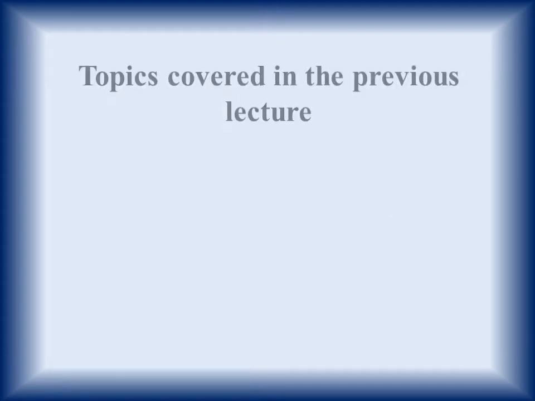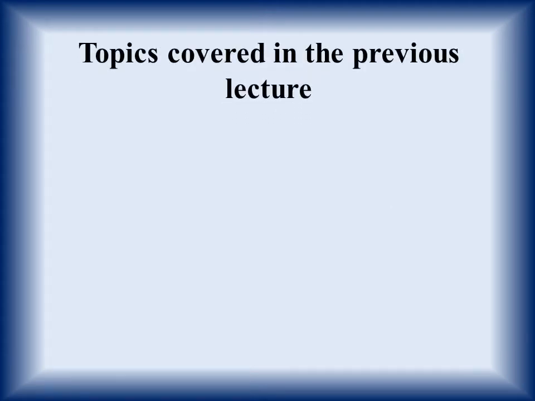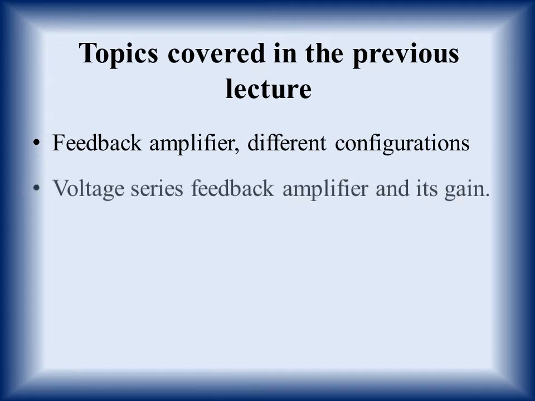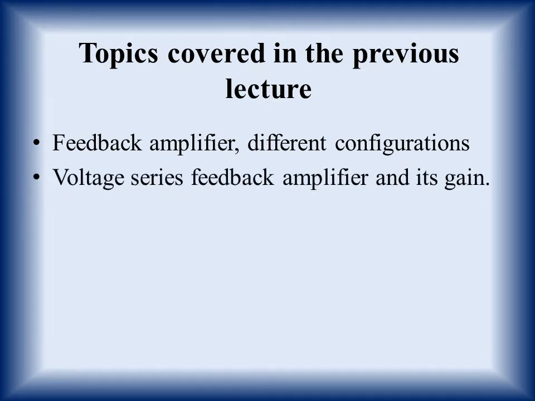Now in the previous lecture, the topics that were covered were, first of all we had discussed feedback amplifier and its different configurations. How many types of feedback amplifier can be made. And then we had started voltage series feedback amplifier. We had calculated its gain and we had found that on applying negative feedback the gain of the voltage series feedback amplifier reduces.